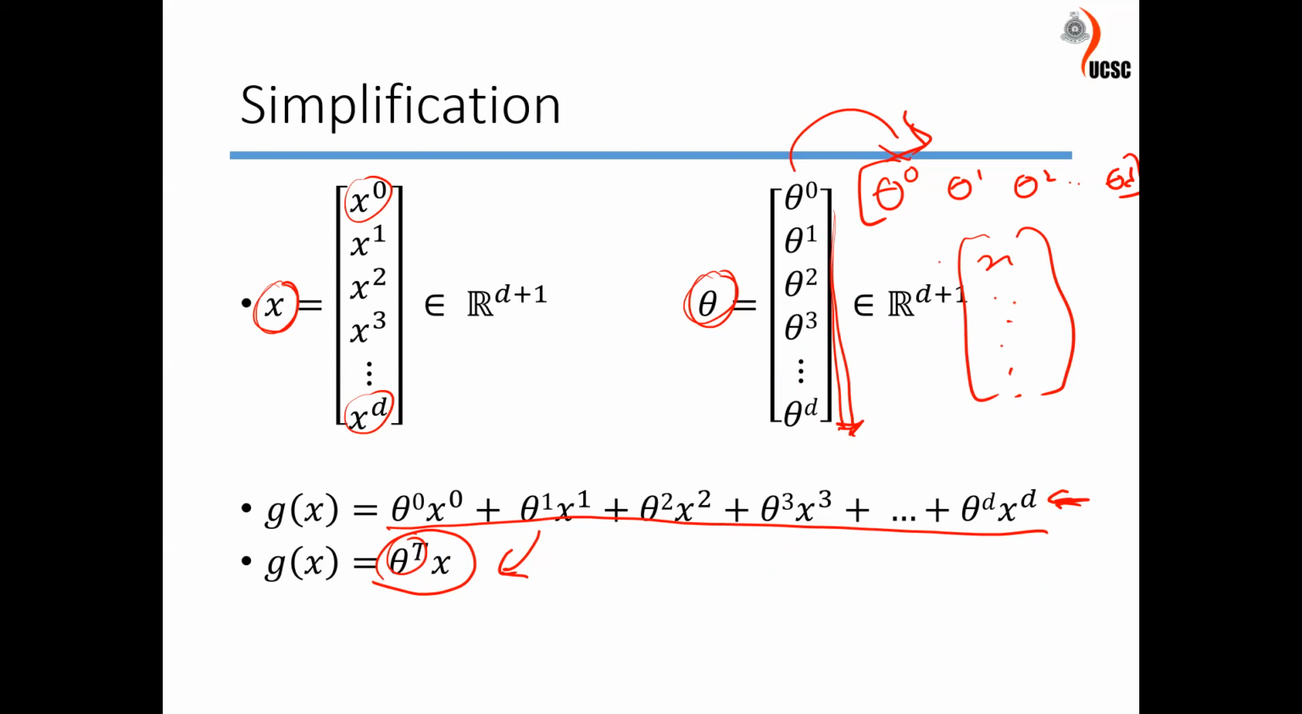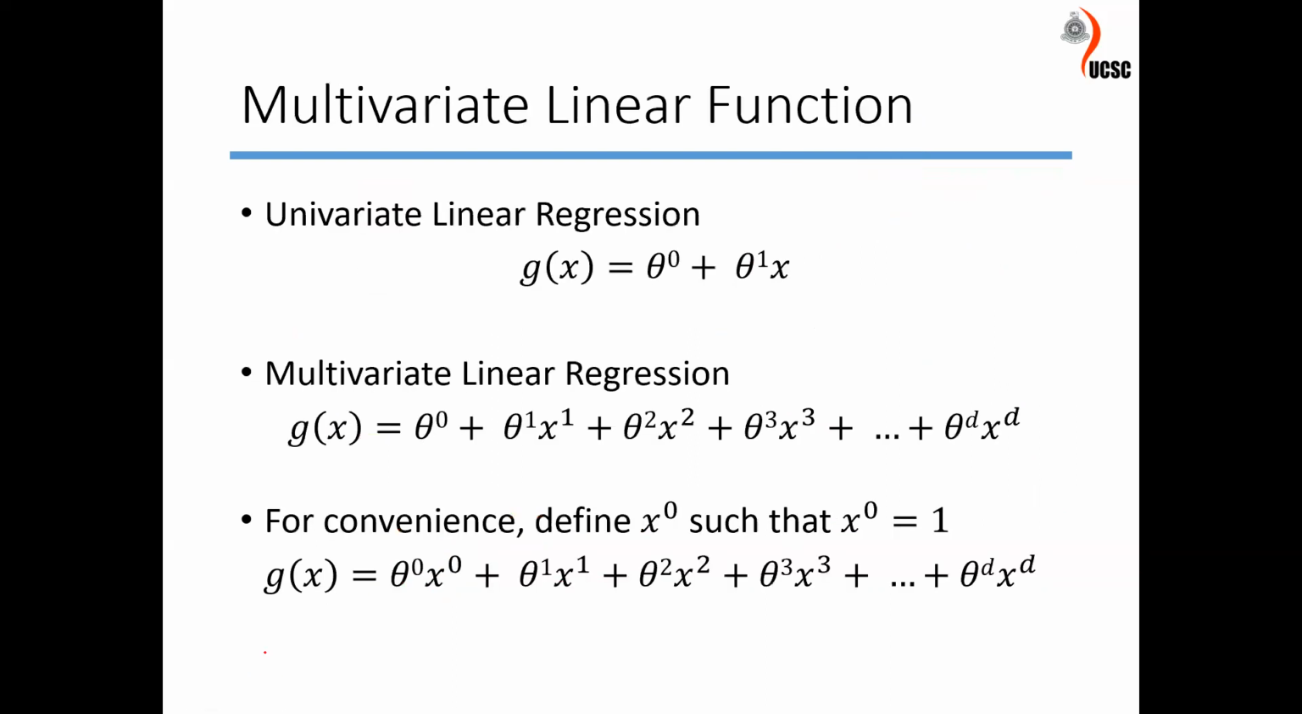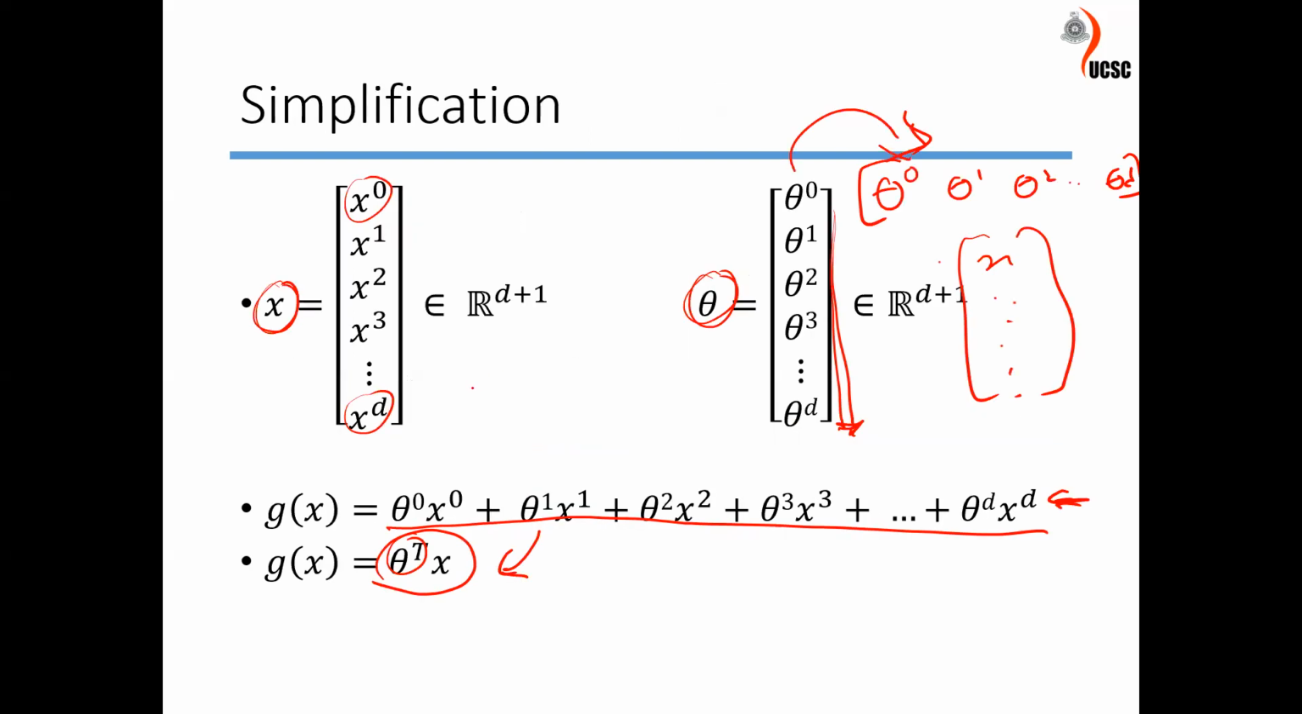So it's to make it simpler, right? We started from here, and we add another x naught here, x to the power 0. Then, since these are in vector form, we can make it simpler by writing it as theta transpose x, right? If we multiply this, this will basically give the previous equation.